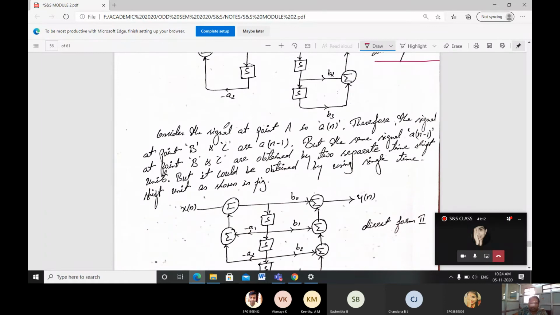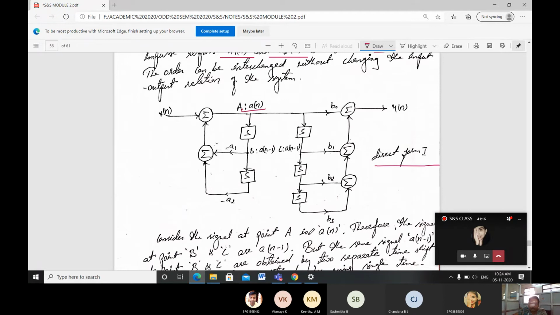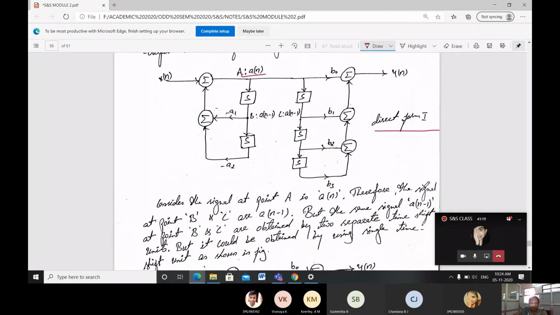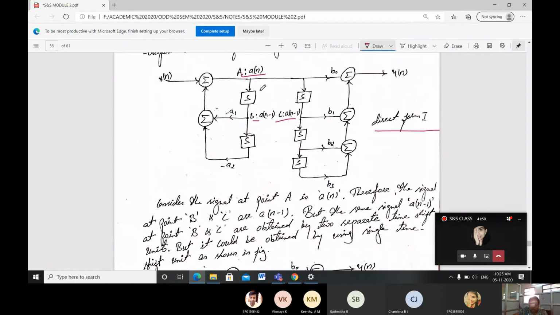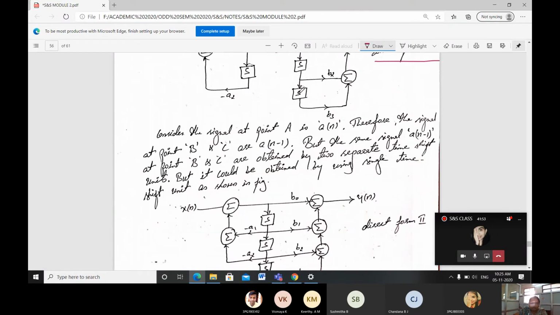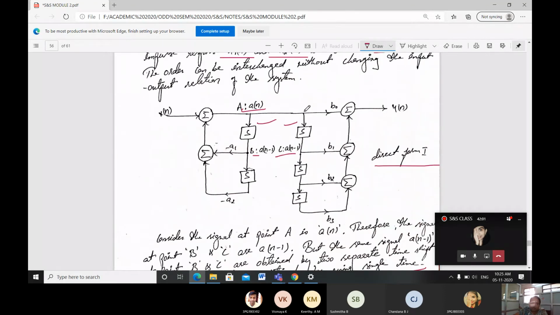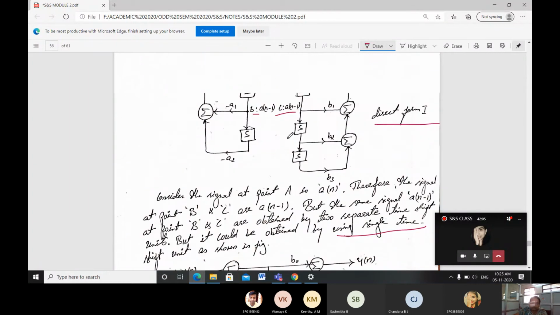Then consider the signal at point A. The signal at point A is a of n. Therefore, the signals at points B and C are a of n minus 1. But the same signal a of n minus 1 at points B and C is obtained by two separate time shifts. Here one is used, again one more is used. Instead of 2, it could be obtained by using a single time shift unit. Instead of using 2, we can use 1 only. That's what this is telling.